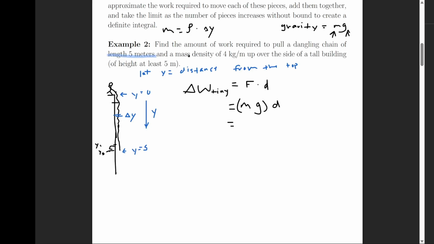So mass equals rho times our length, and then we still have g, and then times d. Well, we can replace d in this case.